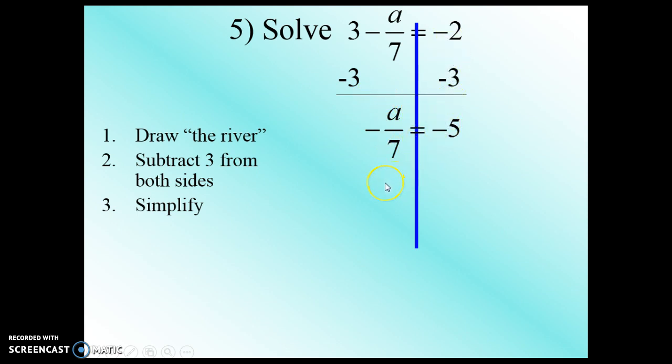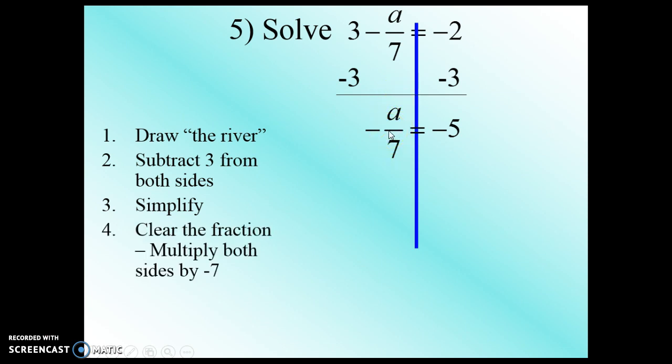Oh, well, now we have a simpler one-step equation. So now we're working with a fraction that we have to undo. Negative a over 7. Opposite of division is multiply. So we need to multiply. What are we multiplying on both sides? Negative 7. Why? Because this negative represents this 7. We want the a to be positive. So let's multiply by negative 7 to clear this negative sign and to clear the 7.